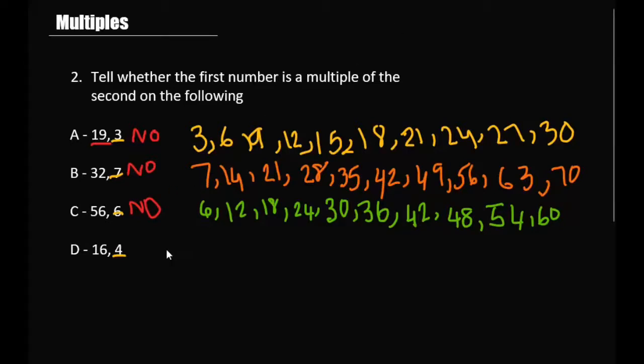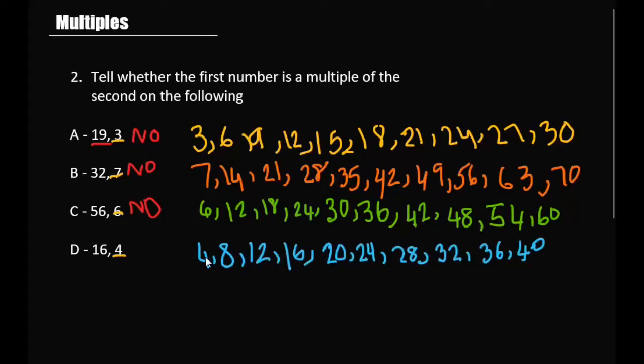So now we're going to write the multiples of 4. Now that we have all the multiples of 4 written down, we're just going to look for 16. 16 is right here, and we're just going to highlight it. So 16 is a multiple of 4. So the answer to this is yes.